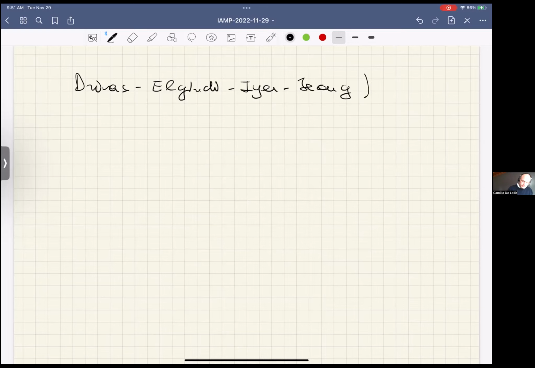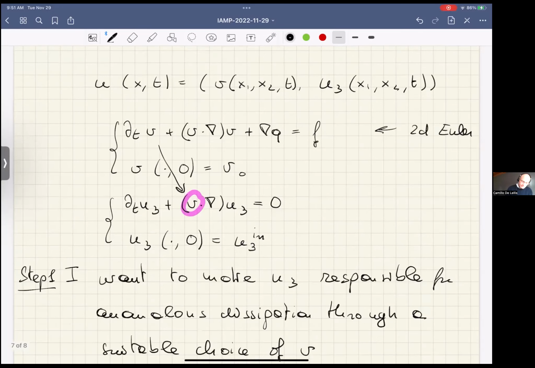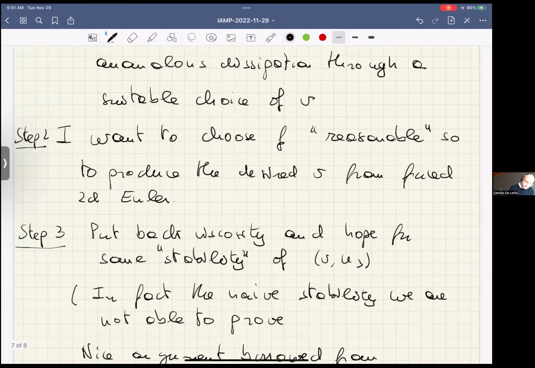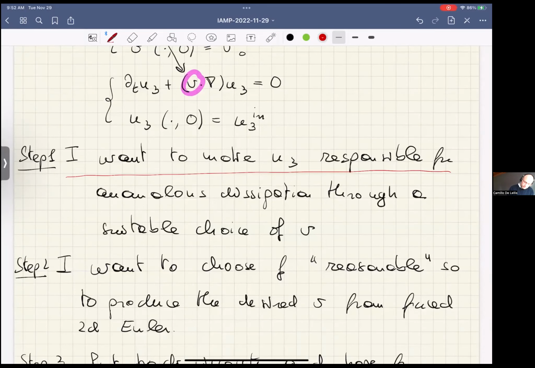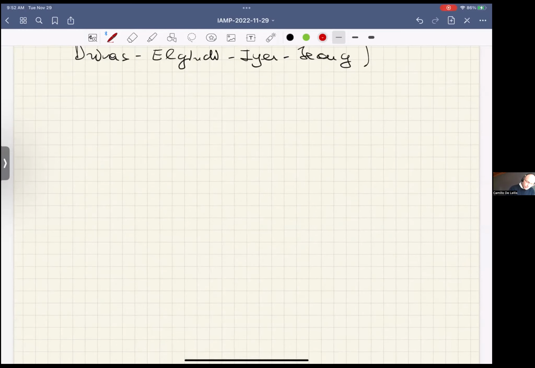Okay, so I'm not going to enter into the details of step 2 and step 3, but let me just focus on step 1, and give you a little bit of an idea of what step 2 is. Okay, so how do we create dissipation, say, in solutions of the transport equation?